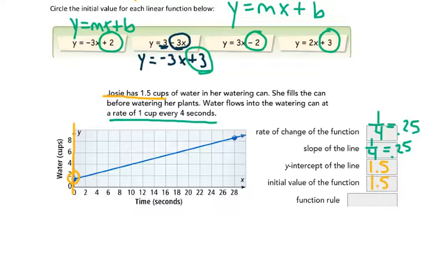Once we have the slope and the y-intercept, it's easy to write the function rule. So remember, the general form of a line is y equals mx plus b. So now we have the equation y equals, the m is the slope, so it's 0.25x plus 1.5.